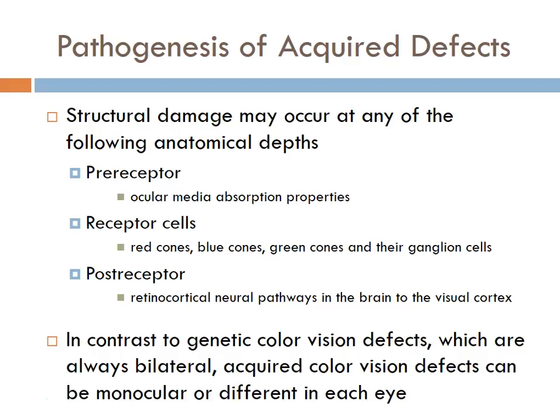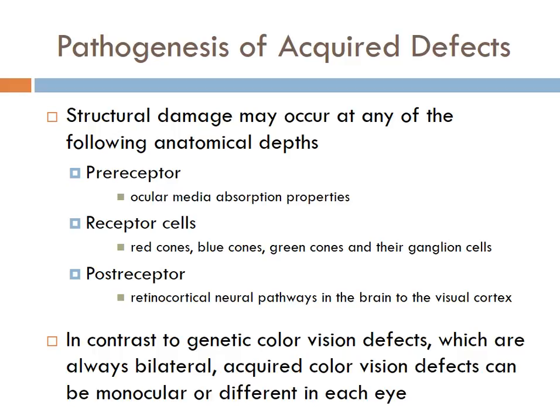The most common thing, and the one that we're talking about mostly, is the receptor cells get damaged, the red cones or the blue cones, and the ganglion cells get messed up. And of course, because we talked about early in the presentation, it could be post-receptor. You can have the retinal cortical neural pathways in the brain that go to the visual cortex. They could be damaged. Remember that slide I showed that showed all the interrelationships between the different types of damage?